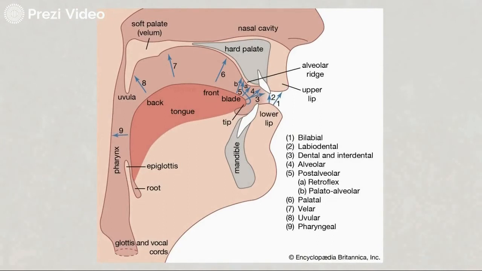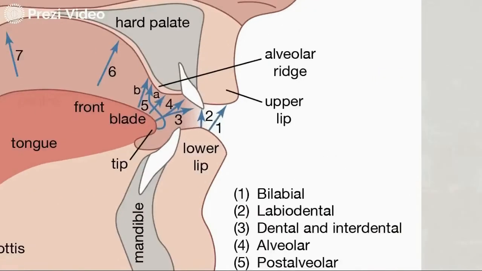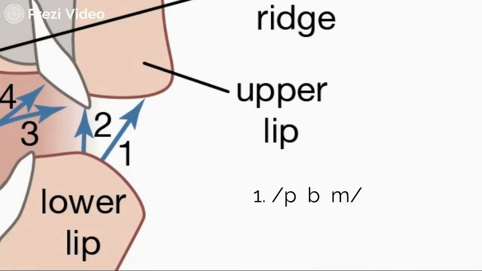If we start with lips, then we find the first three consonant phonemes, which are p, b, and m. So they are made with both lips, hence the term bilabial. And here the active articulator, the lower lip, moves up toward the passive articulator, the upper lip, and creates a complete closure, constriction here.